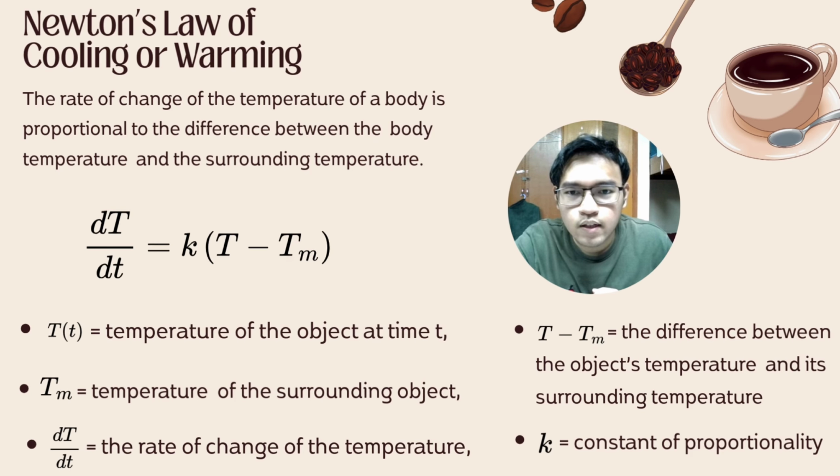The title of our selected topic is Newton's Law of Cooling or Warming. It states that the rate of change of the temperature of a body is proportional to the difference between the body temperature and the surrounding temperature. The model is expressed as dT/dt = k(T - Tm), where T(t) is the temperature of the object at time t, Tm is the temperature of the surrounding, dT/dt is the rate of change of the temperature, T - Tm is the difference between the object's temperature and its surrounding temperature, and lastly, k is the constant of proportionality.